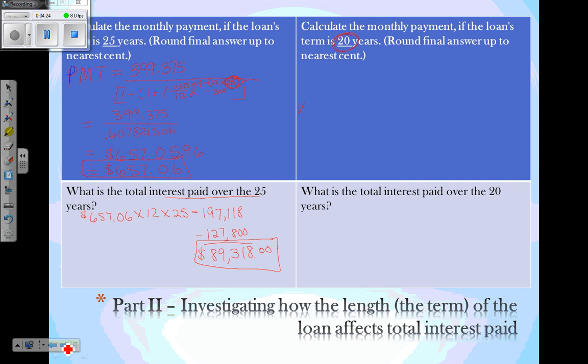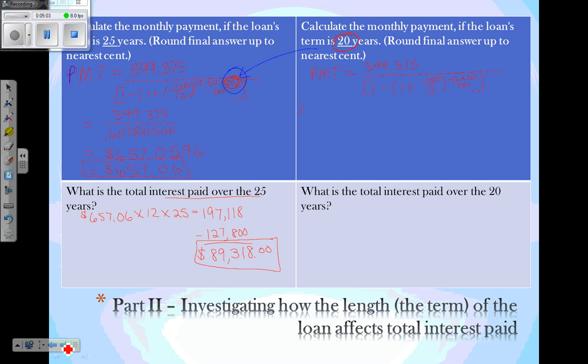So once again, the only thing that's changing is this thing right here is now going to become a 20. So it looks like this. Our payment is going to equal $399.375. And now my denominator is going to be 1 minus parentheses 1 plus 0.0375 over 12 raised to the negative 12 times 20 power, which becomes 240. 12 times 20 is 240.